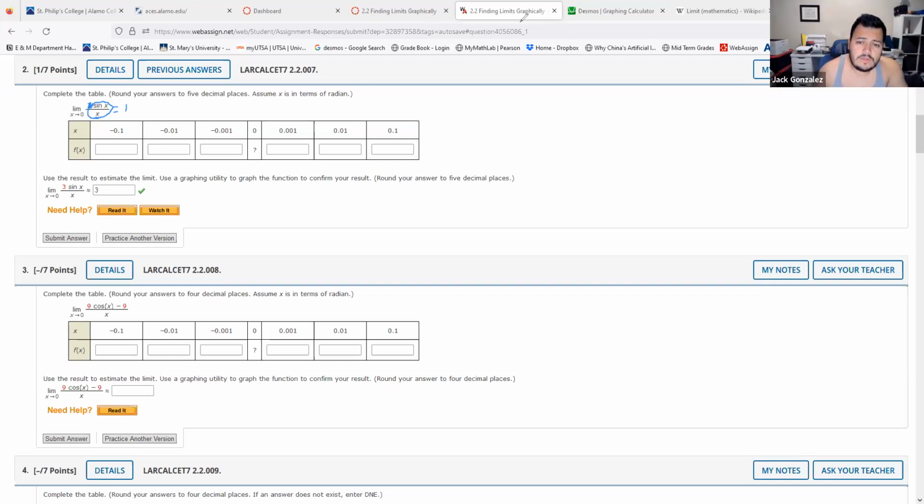So if we treat it like a formula, since we know this piece is 1, then 1 times 3 would be 3. That's how I knew the answer. But they still want you to crunch the numbers, so plug in these values and find out what they are, just like the last example.